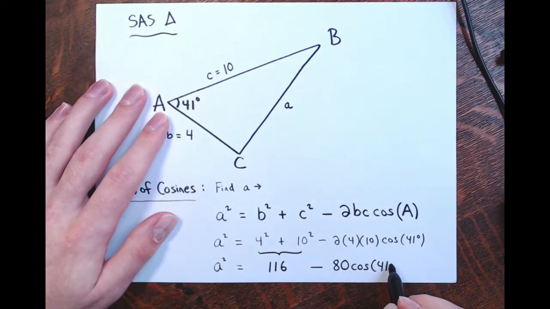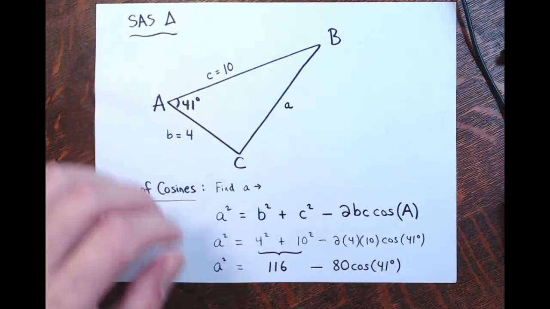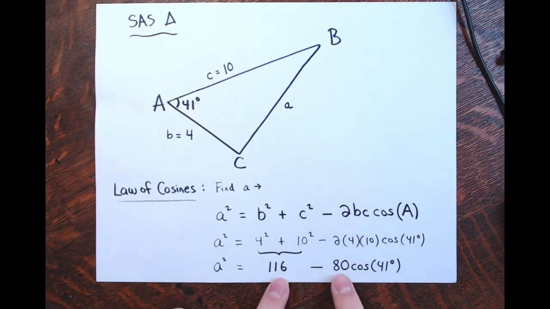Now be careful. I see too many people make this mistake. They subtract the 116 and the 80 and say, oh, this is 36 times the cosine of 41. No, it's not. This 80 is not separate from the cosine. This 80 is attached to the cosine. So I can't just subtract the 116 and the 80. This is the way it's got to stay.